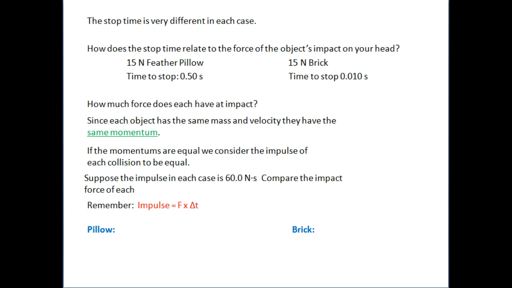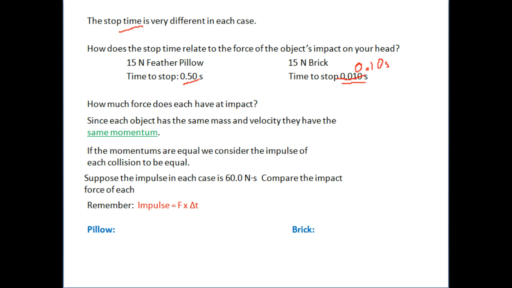So the time to stop is different in each case. The 15 Newton feather pillow takes half a second to stop, and the brick with a weight of 15 newtons takes 0.10 seconds to stop. Sorry, I think that might be a mistake from earlier. It should be 0.10 seconds to stop. Now, how much force does each have on impact?